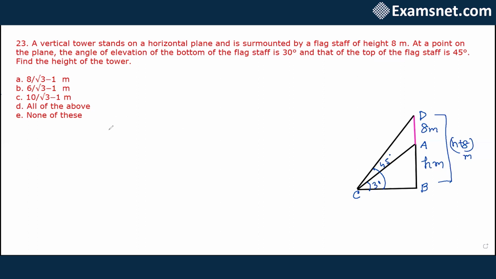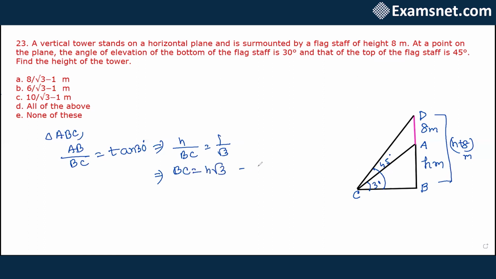So let's start with the solution step by step. First, we will consider the triangle ABC. Here we can write AB by BC equals tan 30 degree. So after putting all those values, we can write h by BC equals 1 by root 3. After cross multiplication, we can write BC equals h root 3. Let's name it equation number 1.